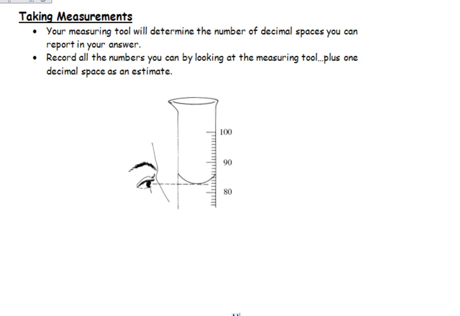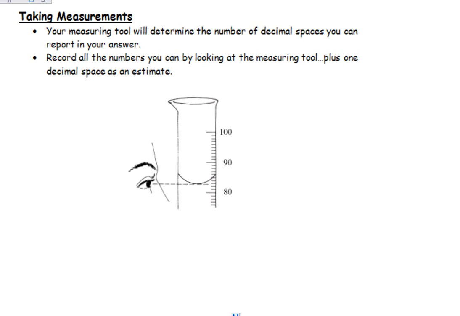And so when I get ready to make a measurement, the first thing I do is check the markings on my measuring tool. Not all graduated cylinders are created equal. In the lab, you have different graduated cylinders available to you. In your drawers, there's a 10 milliliter, a little baby graduated cylinder, and a 100 milliliter. Their markings are not the same.